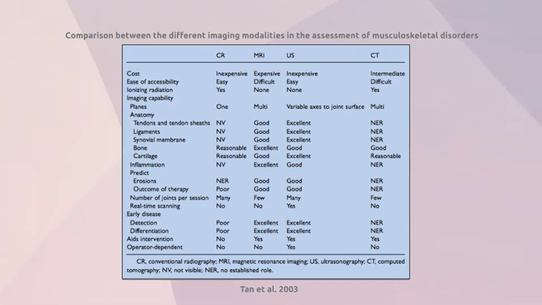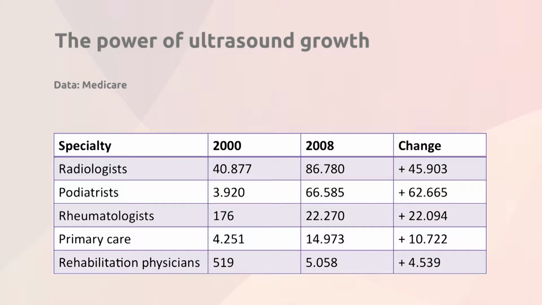Several imaging techniques are available. In this table, one can see some advantages and disadvantages of several medical imaging modalities. Ultrasound appears to be the best option for extra-articular soft tissue problems due to several advantages. And it's more patient-friendly than MRI. Because of its advantages, its patient-friendliness, its technological improvements, and its decreasing price, ultrasound made an impressive growth in several healthcare professions. Here you can see Medicare data in the US.